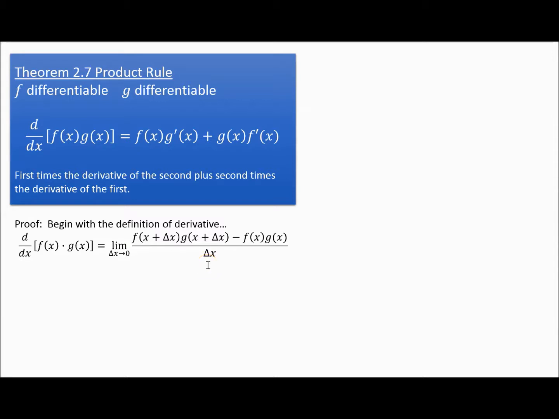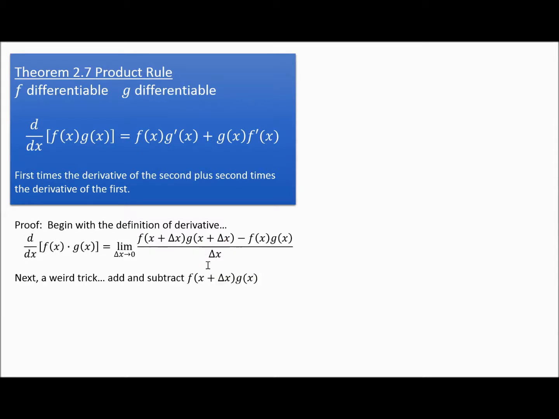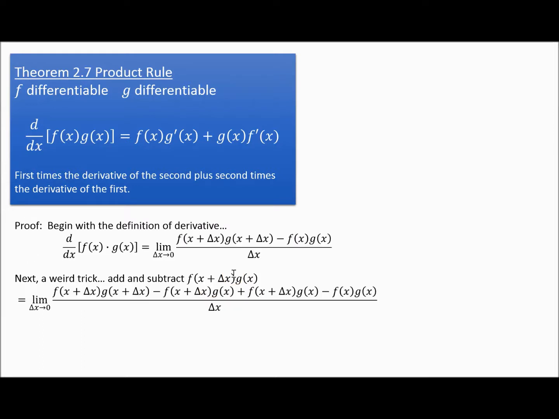Now what we do next is a little weird. Okay, we got a weird trick. We're going to add and subtract a weird factor, f of x plus delta x times g of x. Okay, so I say a weird factor, it's really a term. I'm going to add it and subtract it. Now that's allowed, right? I'm really not changing the value of my limit. I'm just subtracting this new term, f of x plus delta x, g of x, and adding the same thing. So it's like adding 0.